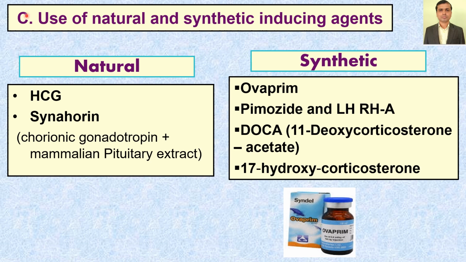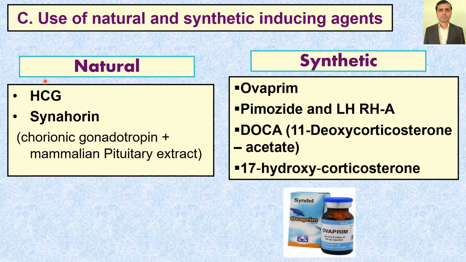Now let us come to the most advanced method of induced breeding in fish, that is the use of natural and synthetic inducing agents. Several natural and synthetic inducing agents are successful for breeding in various groups of fish. These hormones or agents are very popular among the fish farmers.